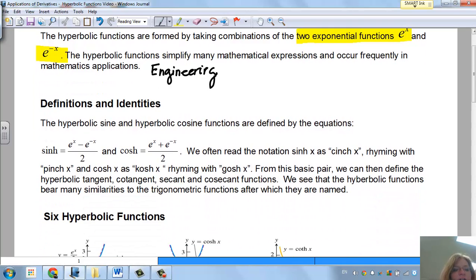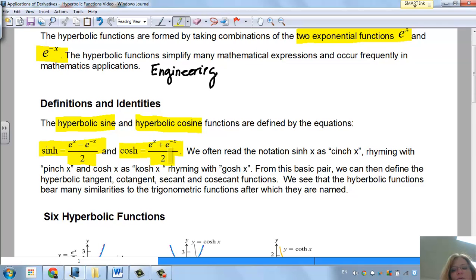So, the definitions and identities. This you won't need to know, but I just want to show you how you say everything. The hyperbolic sine function and the hyperbolic cosine function are defined by the following equations. You have hyperbolic sine is e to the x minus e to the negative x over 2. Hyperbolic cosine is e to the x plus e to the negative x over 2.